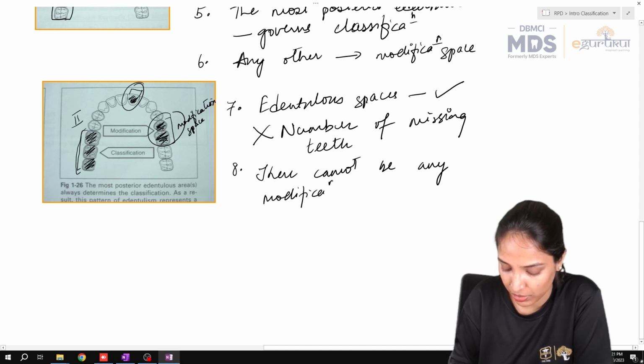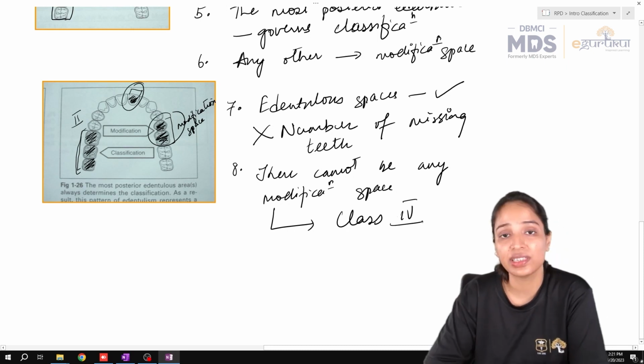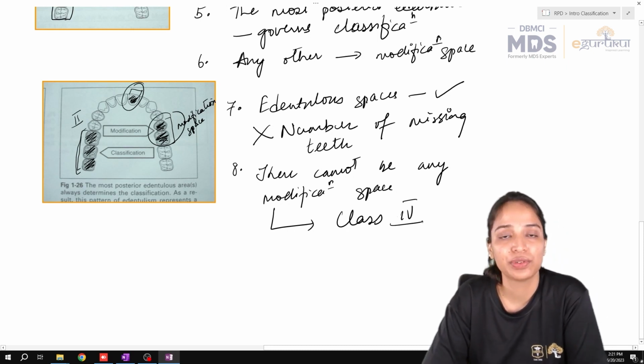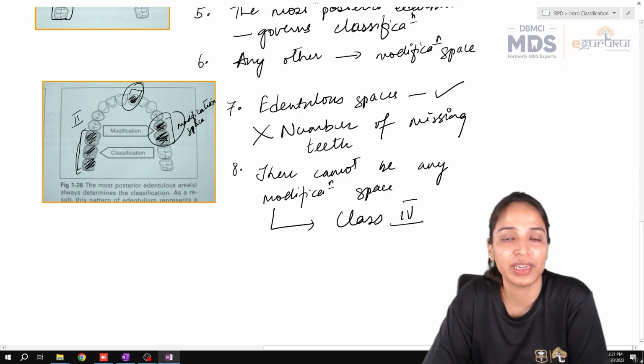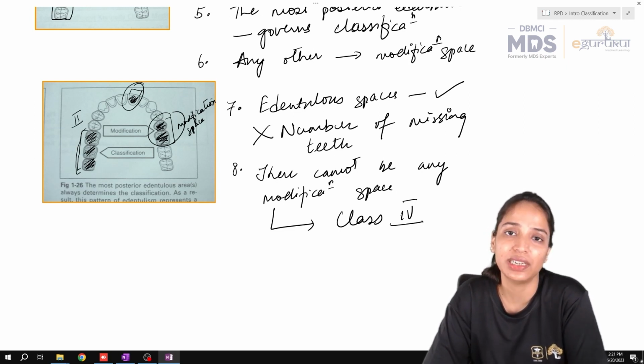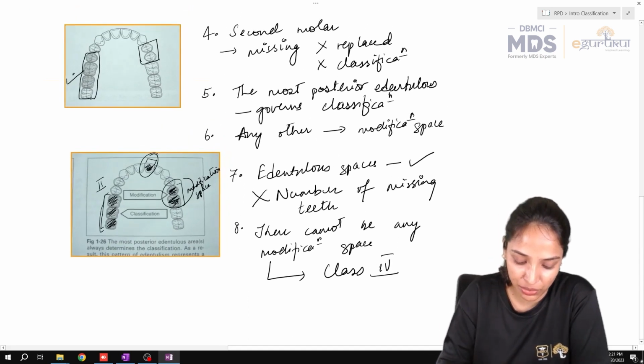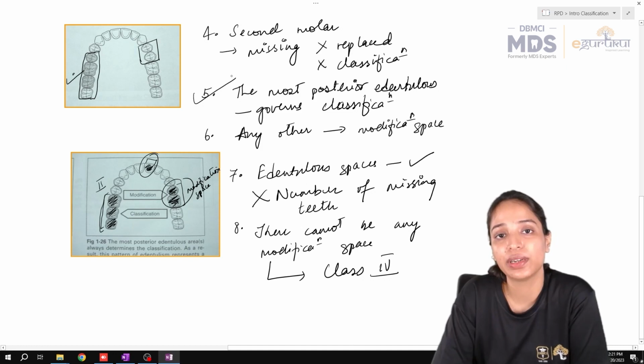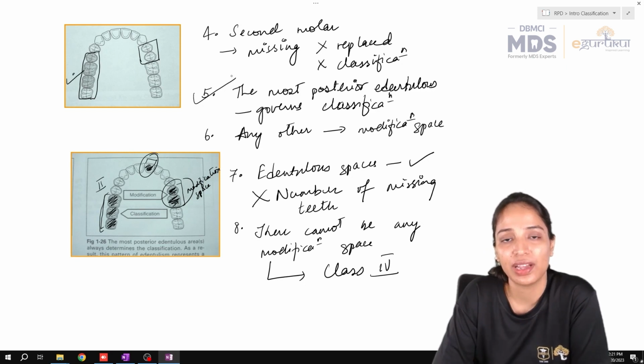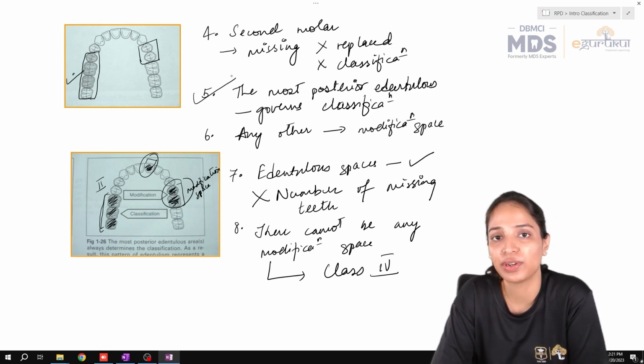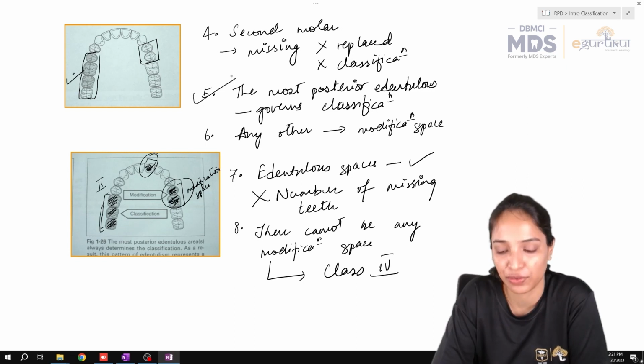So there cannot be any modification space in what? In Kennedy class 4 situation. The reason is what? Kennedy class 4 is located anterior to remaining natural teeth. If there was any edentulous space, it will be located posterior to it. And according to rule number 5, then it will govern the classification and the classification shifts from a Kennedy class 4 to the other classification. That is why we can never have any modification space in Kennedy class 4.